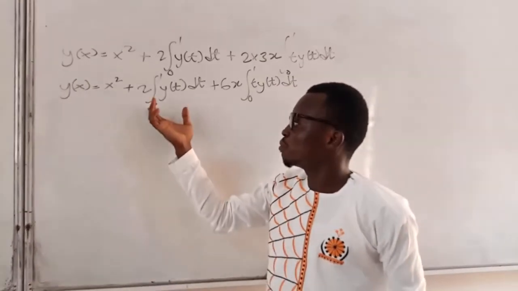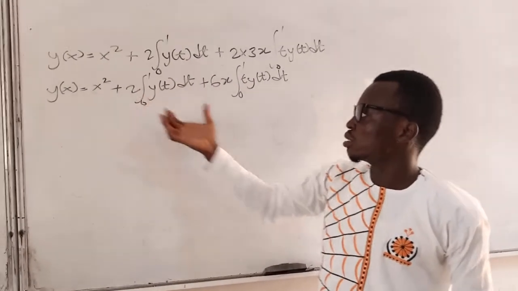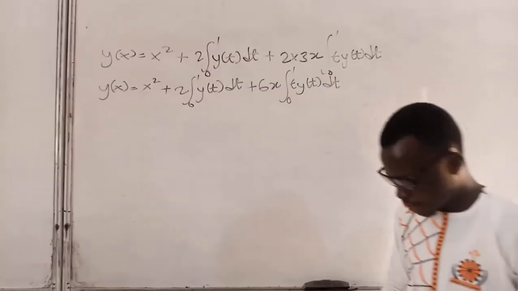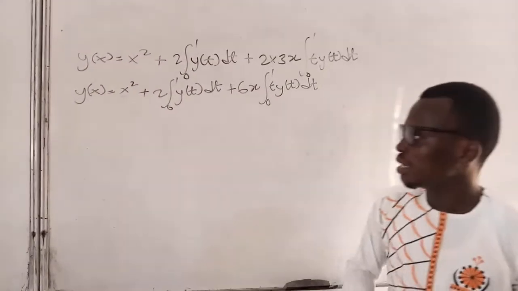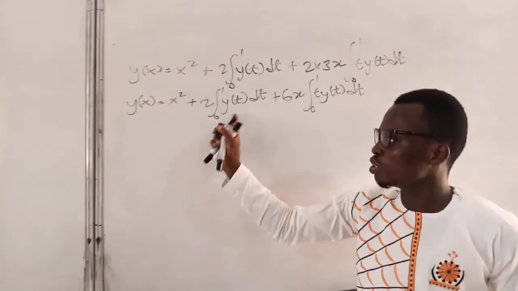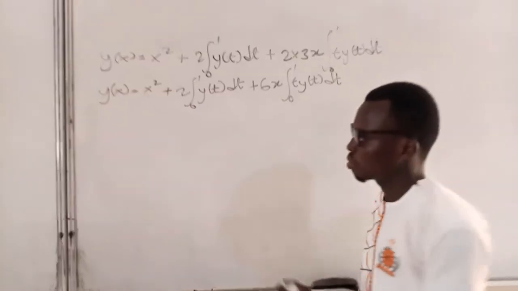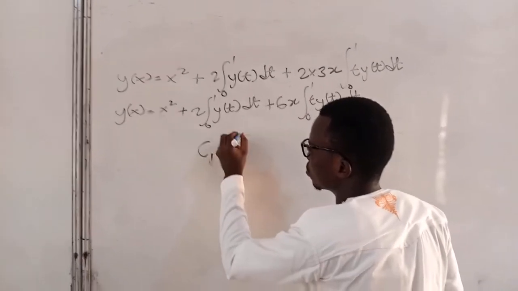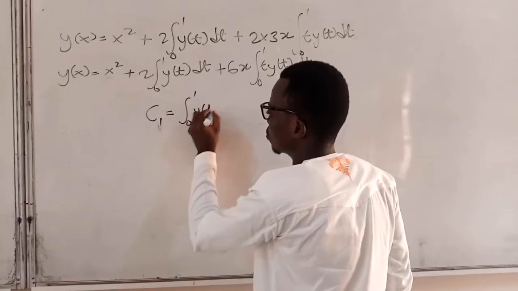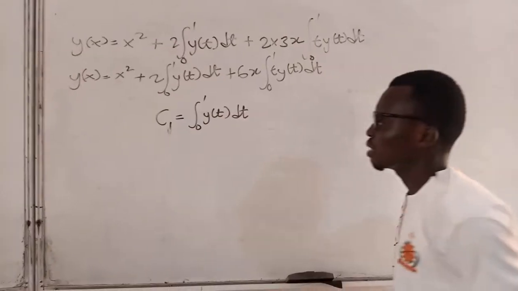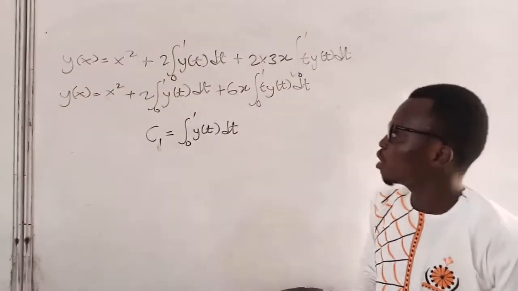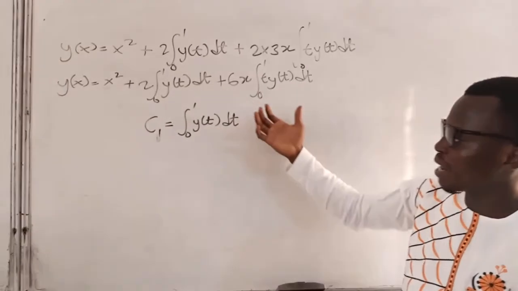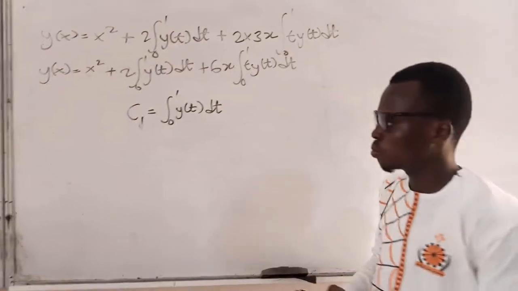If you integrate this one from 0 to 1, you can see that you get a constant. If you integrate this one from 0 to 1, you also get a constant. So we should let C1 be equal to integral from 0 to 1 y(t) dt. And this integral from 0 to 1 t y(t) dt will still give you a constant, so let's represent it by another constant, say C2.